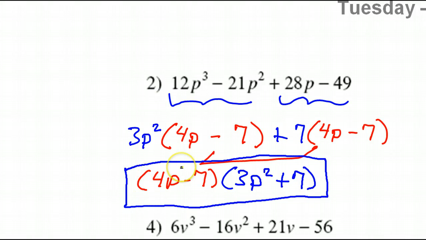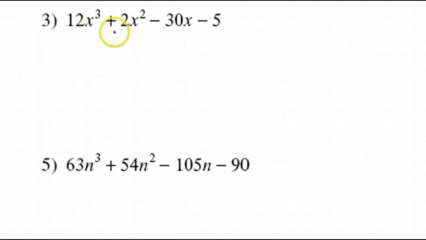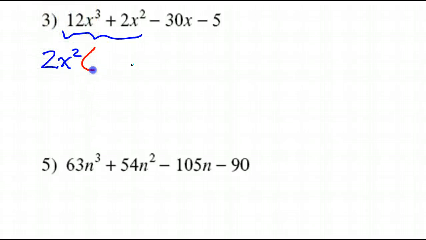Any questions? Just kidding. Okay, what's the common factor on these terms? Well, 2 is the common factor and x squared, so 2x squared. That's going to leave behind, let's see, 6x plus 1. So hopefully this will be 6x plus 1 somehow.